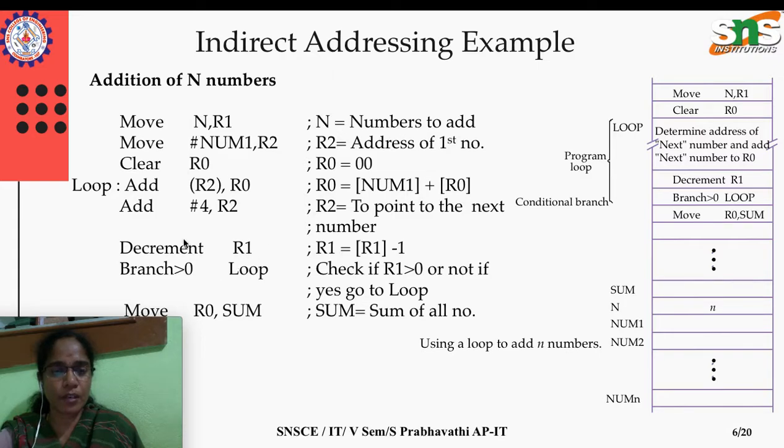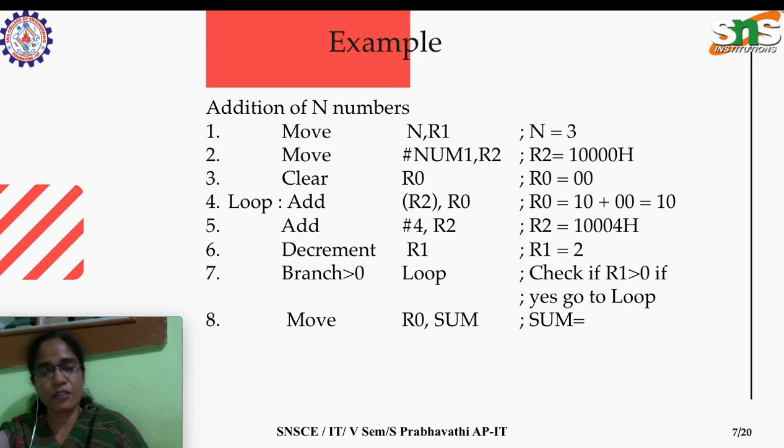If not, we keep on repeating and performing the addition, and finally the result is stored in r0, and that gets moved to one more variable, sum. So in sum we will have the result, the addition of n numbers, and we will quickly go through it with the example. As I have said, n is equal to 3.